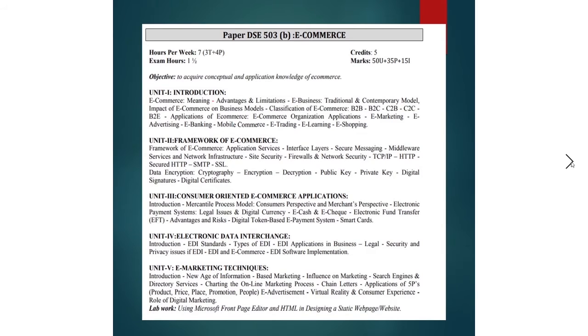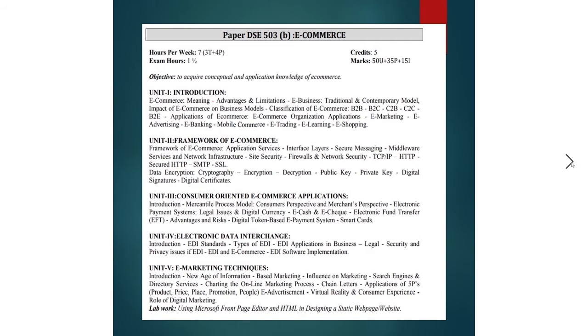That is unit 1. In this unit 1, what is important is the meaning, advantages, and limitations, one question. Another is the difference between traditional commerce and e-commerce, another question. Another is the classification of e-commerce, another question. And e-commerce applications are another question. 4 questions may be important. But I won't explain question-wise, I will explain all concepts.